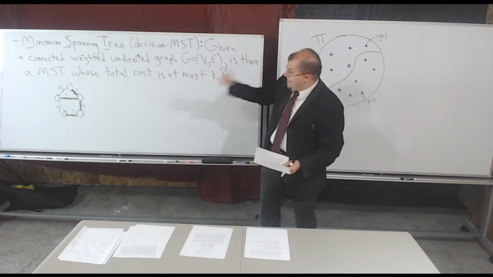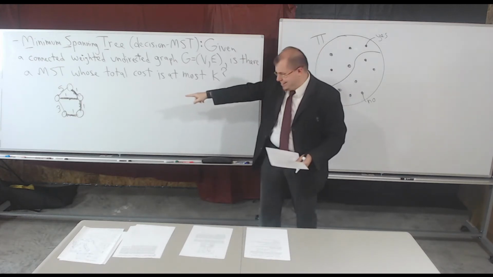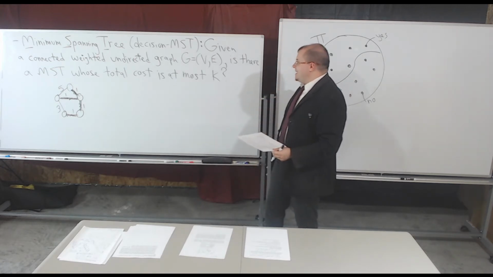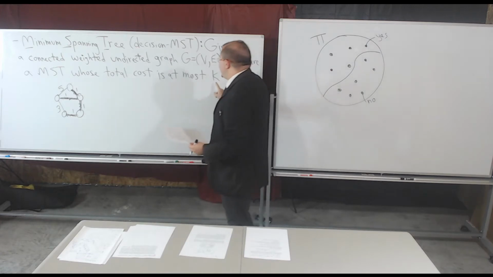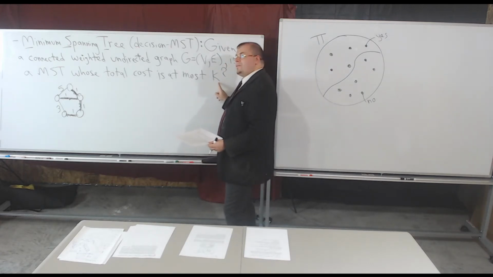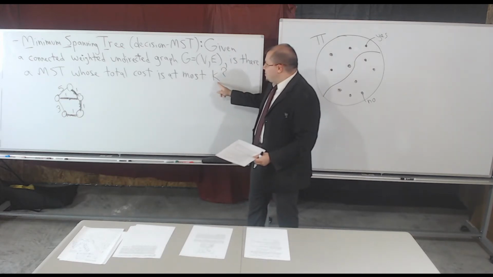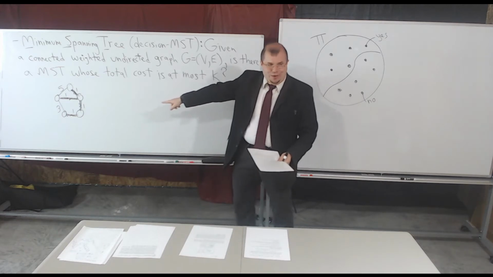You would answer yes, because there does exist a minimum spanning tree whose total cost is 4, right? Likewise, if instead of this being 5, you make this 4, you'd still say yes, because look, there it is. How about when it's 3? You would say no, right?